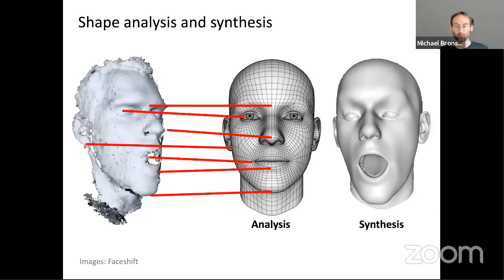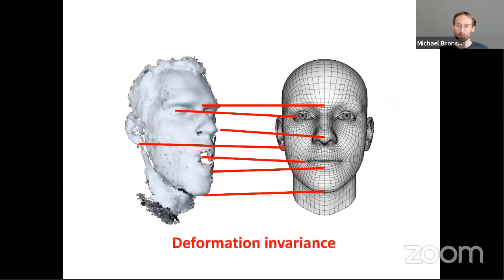And here we have two problems: the problem of analysis, such as the problem of correspondence, and the problem of synthesis. And I would like to talk today about how to address both of these problems using geometric deep learning. Now, what is geometric deep learning in this context? In the analysis problem, we are trying to find deformable correspondence. We want to find correspondence between points on the surfaces that are invariant to deformations of the input.